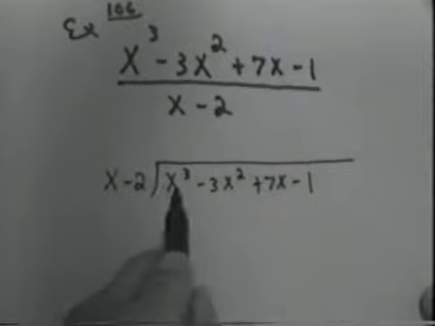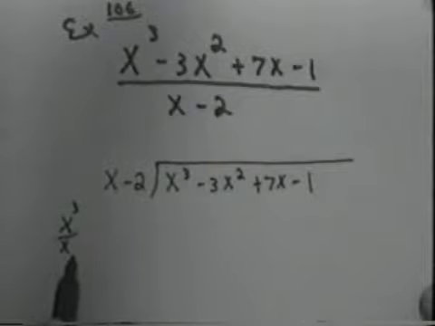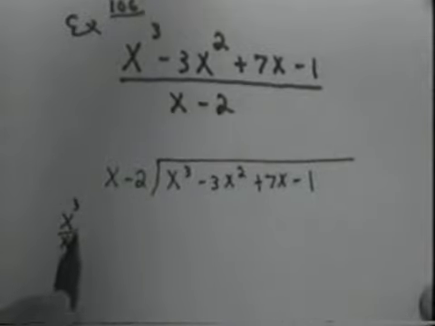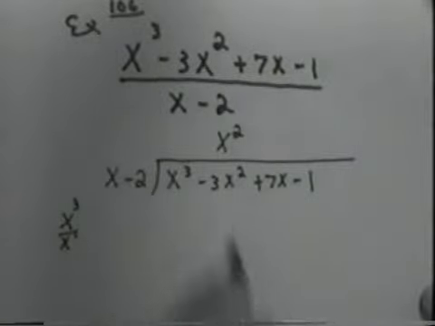I divide the first into the first. So we're doing the x cubed divided by x. To divide powers having the same base, keep the base, subtract the exponents. So that would be x squared. That x squared goes above the x squared in the dividend.